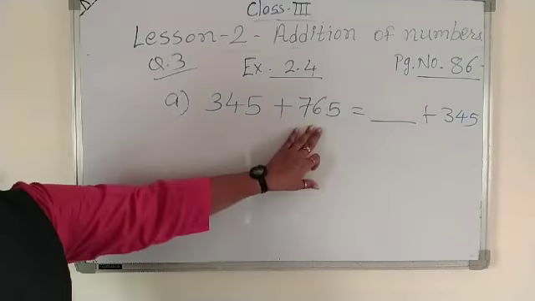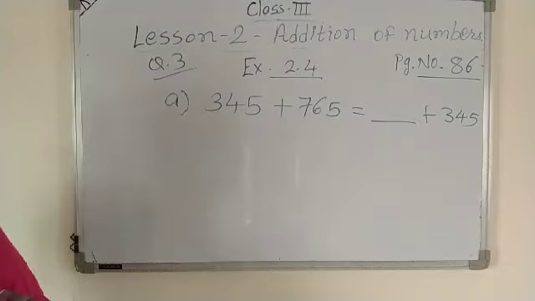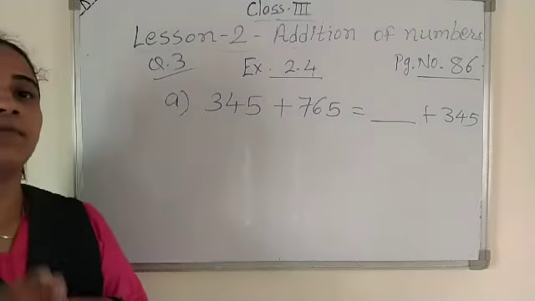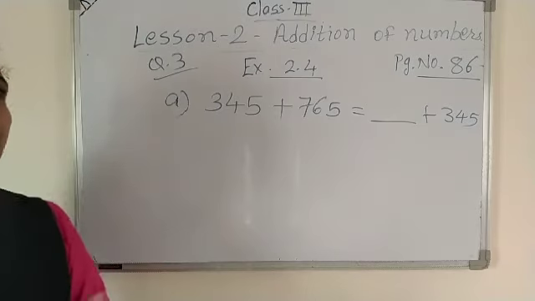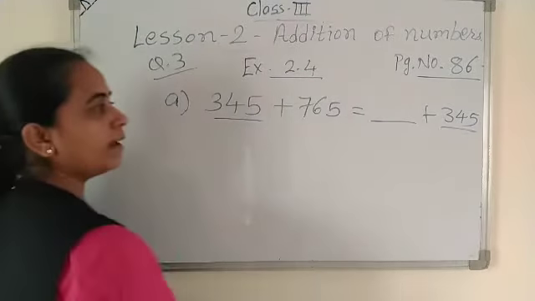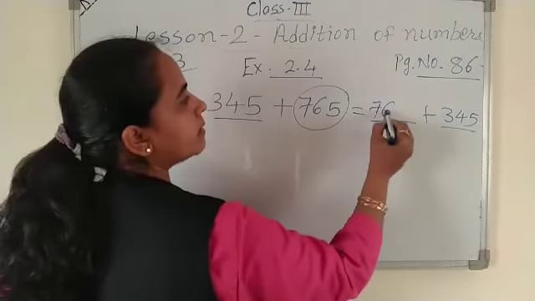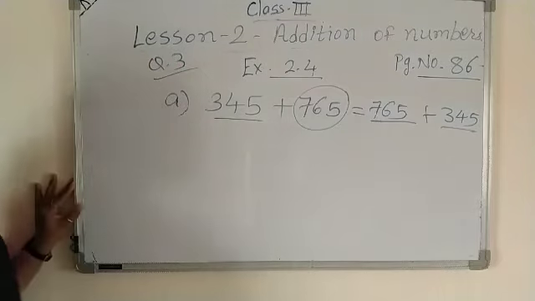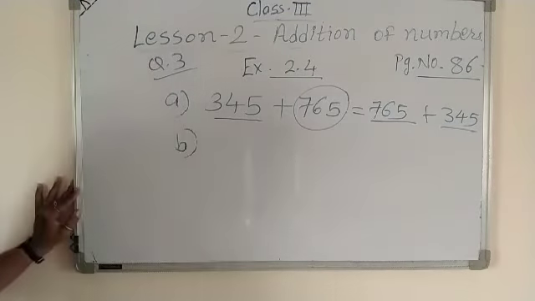345 plus 765 is equal to blank plus 345. So means, हम addition में जब number interchange करते हैं, पर answer क्या होता है? Same. तो here 345 है. तो which number missing? 765. So you have to write 765. Okay. This is A. Now B.